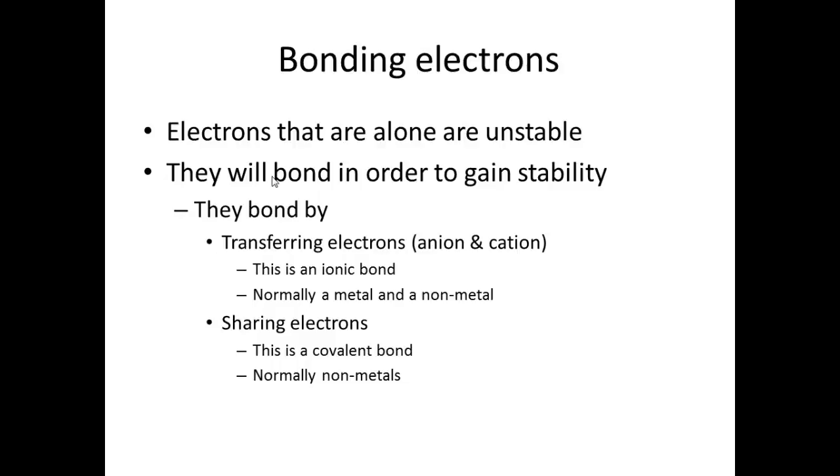Electrons that are alone are unstable. So they're either going to transfer electrons, and that's what we call an ionic bond, and it's normally between a metal and a non-metal, or we share electrons, and that's what we call a covalent bond.